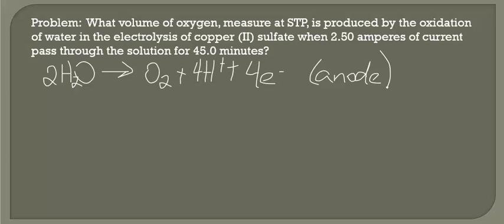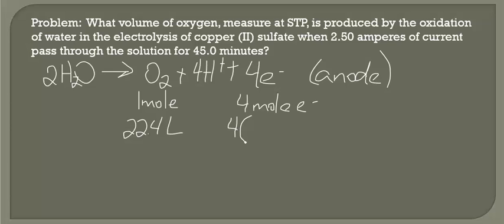We want to get the volume of oxygen. If you look at the half reaction, we've got 1 mole of oxygen for every 4 moles of electrons. At STP, 1 mole of oxygen occupies 22.4 liters. We have 4 moles of electrons. That's 4 times 96,487 coulombs.